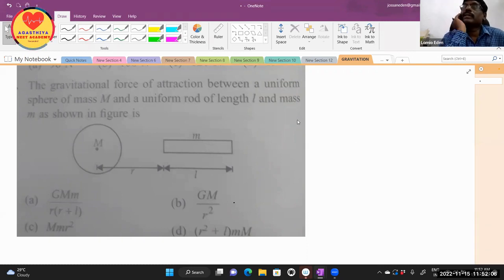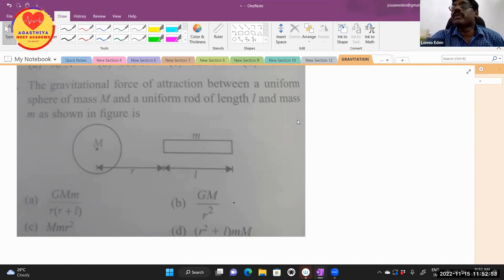Usually, to calculate the gravitational force between two revolving objects or any bodies, you measure the distance between the two points with respect to the centroid. Here, the question is to find the gravitational force of attraction between the uniform sphere of mass m and the uniform rod. The rod is not a circular or spherical body, so you have to locate its centroid.